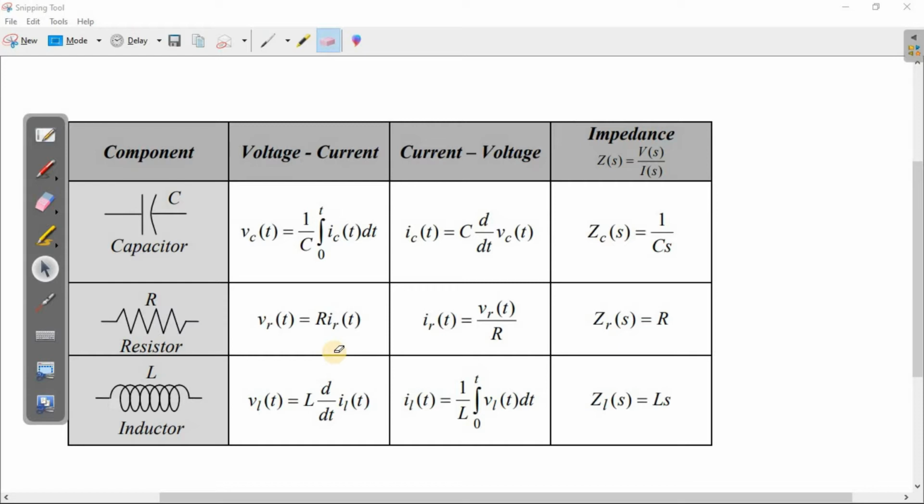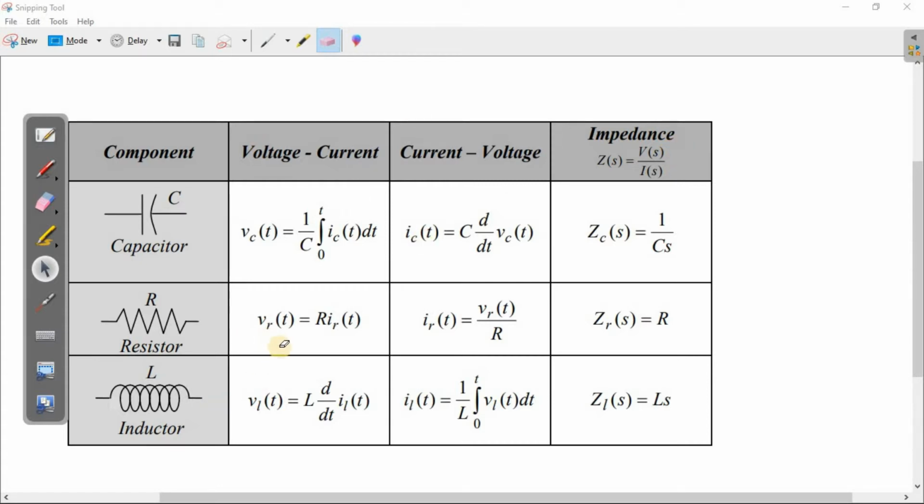On the other side we have three columns also. The first one is voltage to current, right? This is how we write the first line here, where they say VC(t) is equal to 1 over C integral of IC(t) dt. So this is how we can write the voltage of the capacitor.